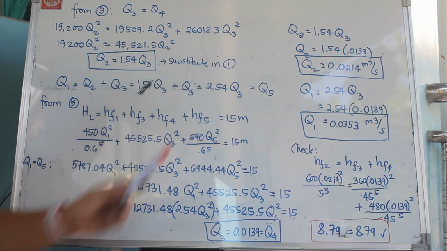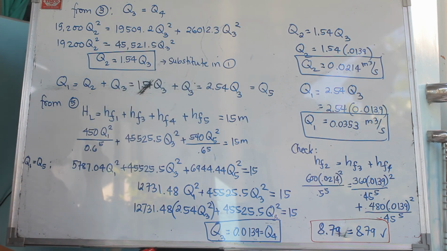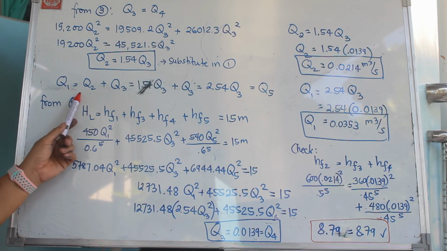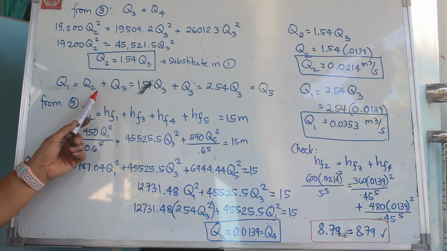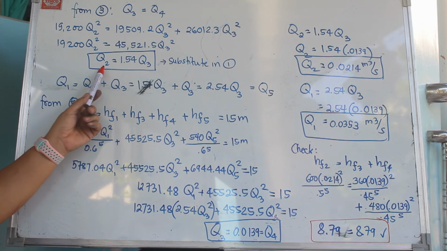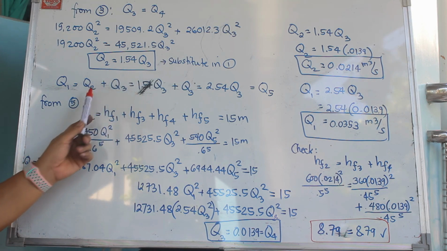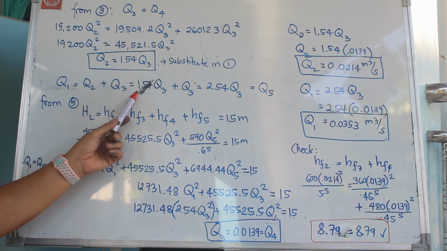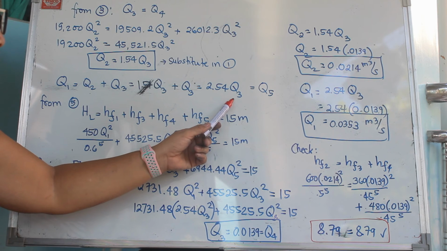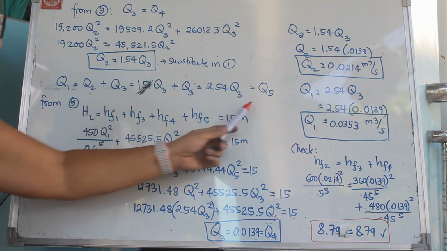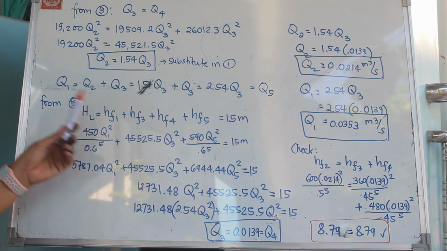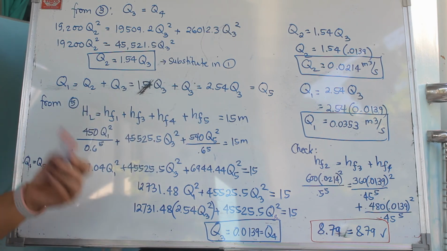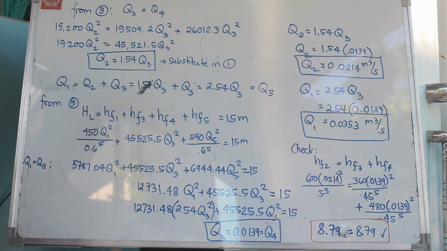Let us now substitute this into equation 1. Remember that equation 1 says Q1, the discharge entering pipe 1, is equal to Q2 plus Q3. But we know that Q2 is now in terms of Q3. Substituting, 1.54 Q3 plus Q3 is 2.54 Q3. We know that Q1 is equal to Q5. So now we have an equation in terms of two unknowns. The unknowns are reduced; earlier, we had three unknowns.